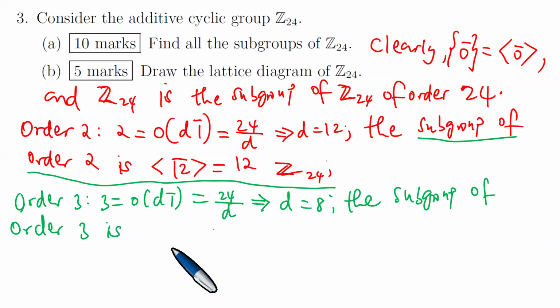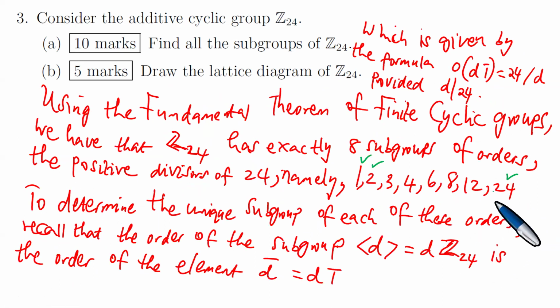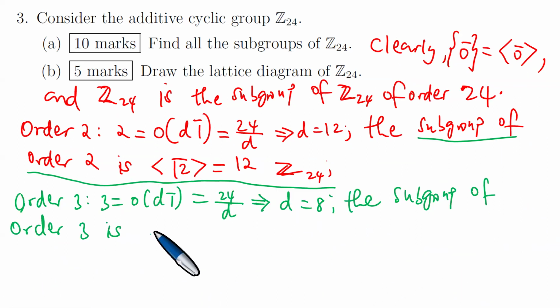Because it is the 8, we use this formula here, the D thing. The group generated by that particular divisor is actually DZ24. So in this case, the divisor is 8, so it is the group generated by 8 bar, which is 8Z24. The bar relates to the notion of conjugacy classes, rather than just an element. So we found a subgroup, 8Z24.